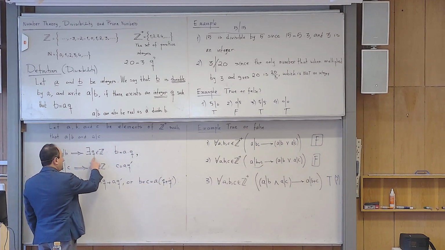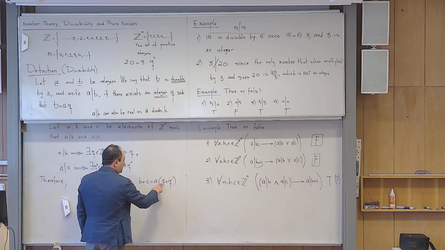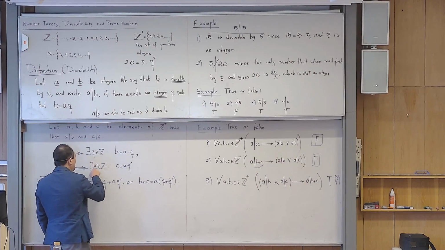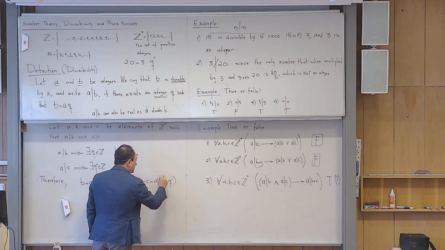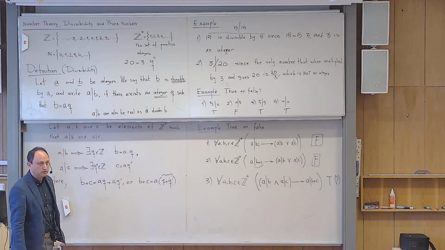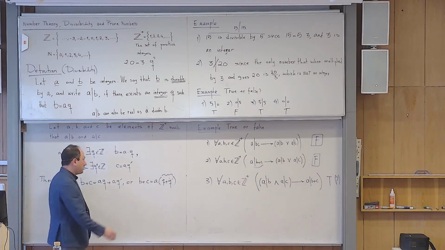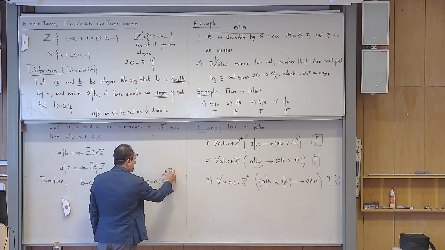Q is what type of number? It is an integer. Q prime is another integer. If you ask me, do I know the values of them? I would say no, I don't know what the value is, so I don't know the sum. But I know where it belongs: it belongs to Z. If I have two integers and I add them, it definitely becomes an integer again.